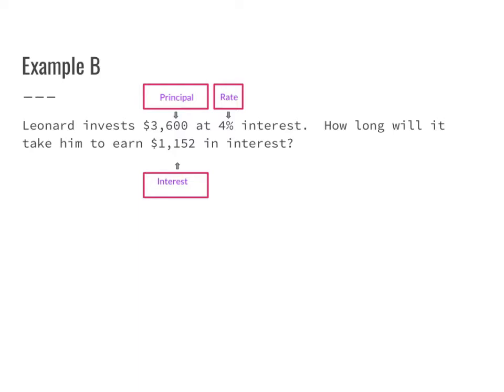So I'm going to start by substituting in the things that I have. I know my interest is going to be $1,152, so I can plug that in. I know my principal is $3,600. I know my rate is 4%, but again, I can't put 4% in there. I need to put that in as a decimal. And 4% as a decimal, if I move my decimal 2 places to the left, is going to be 0.04. And then I don't know time, so I'm going to just leave that as t. Now I'm going to multiply everything that I can together, and I think I'm going to end up with a one-step equation when I do that.